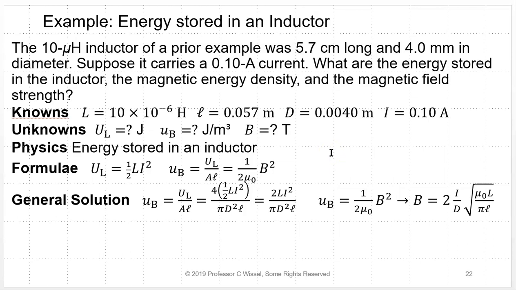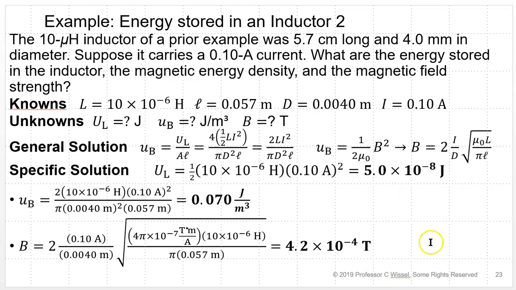UB equals UL over A times L, or 4 times 1/2 L, big L times I squared, divided by pi times big D squared, little l. And we simplify that to 2 times big L times I squared, divided by pi times big D squared times little l. UB is equal to 1 over mu naught B squared. So B equals 2 times I over big D times the square root of the quantity mu naught big L over pi times little l.